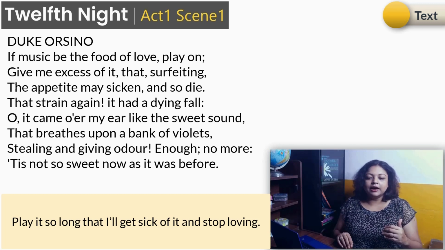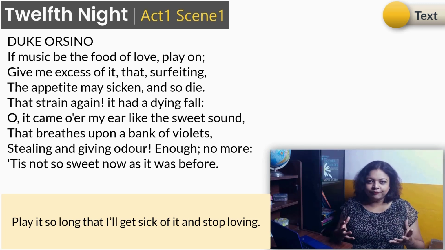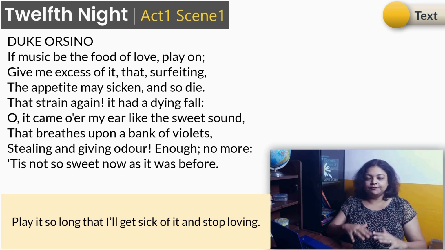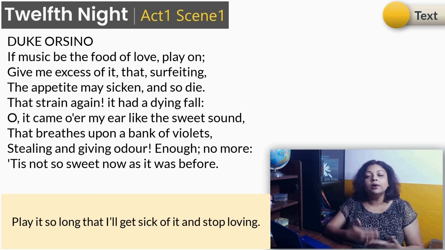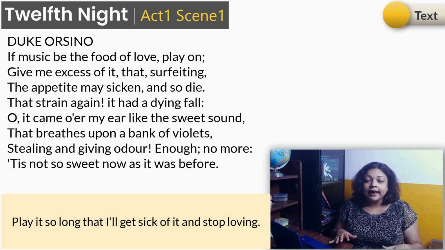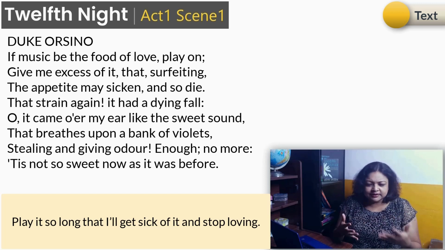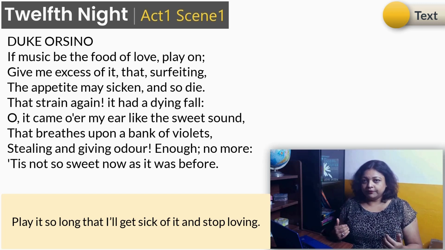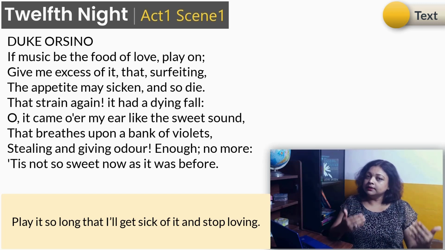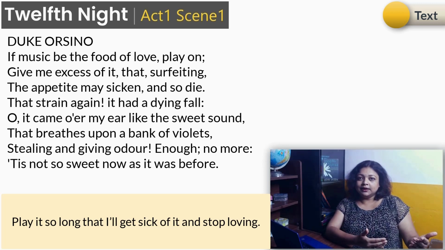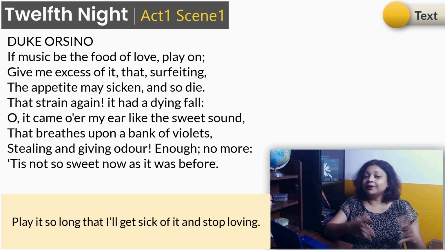He hates his situation so much that he wants to get rid of love. And he feels that when we are very hungry, we crave food, we start eating with a lot of happiness, but after a certain point of time, if we go on eating, then what happens? Our appetite, our desire to eat, goes away, and we kind of hate that food, and that love for that food ends. So Orsino is saying that because music is the food of love, you should play now till that point where I hate to listen to music and therefore stop loving.